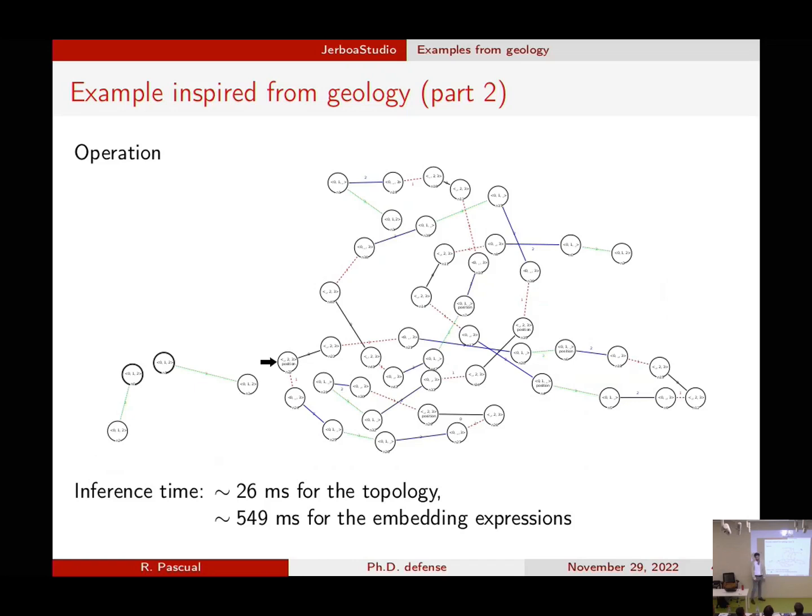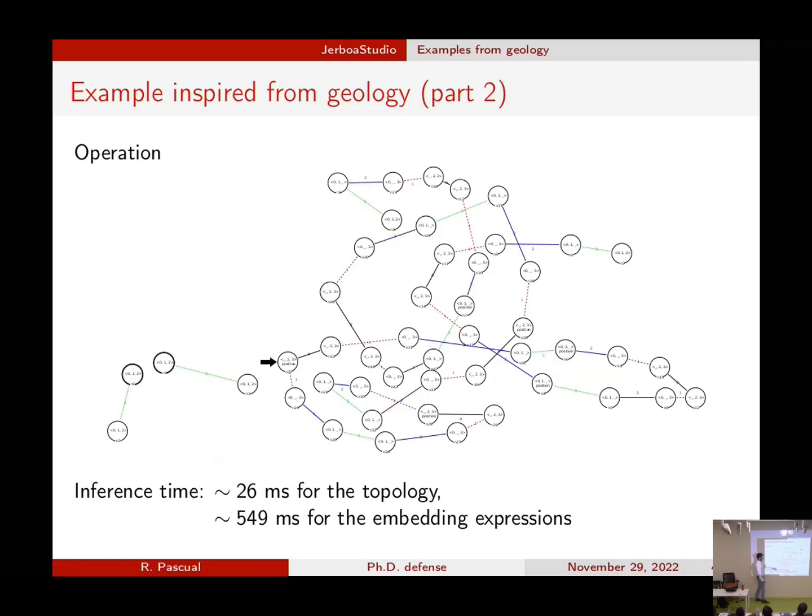Maybe it's hard to read, but it doesn't matter because we have the rule, we will be able to apply it. I just want to stress that the inference of the geometry takes slightly more time than the inference of the topology because solving the system can be quite difficult.